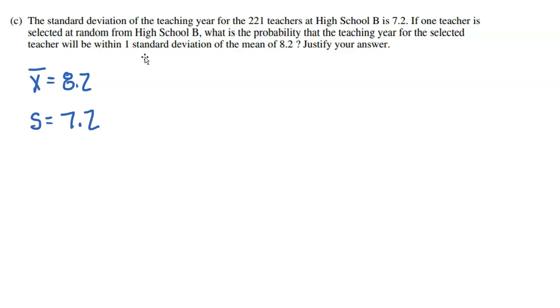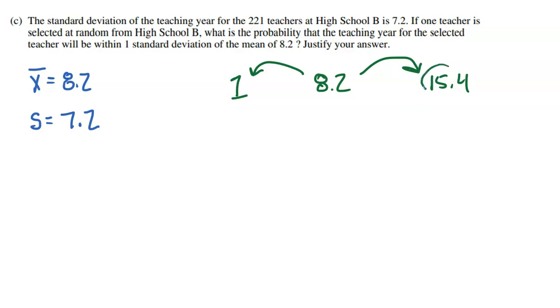First, I need to be within 1 standard deviation of the mean. So if I take the mean and I add 1 standard deviation, that's 8.2 plus 7.2. Okay, we'll do the math. 8.2 plus 7.2 is 15.4. And then I'm going to go down 1 standard deviation. So again, going down 1 standard deviation would be 8.2 minus 7.2, and that lands me with exactly 1.